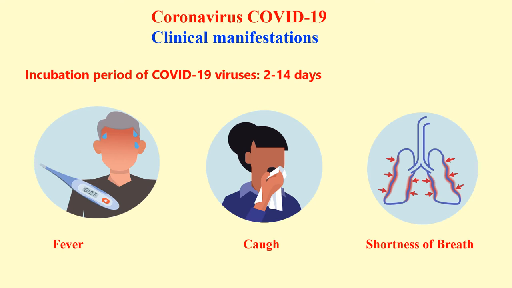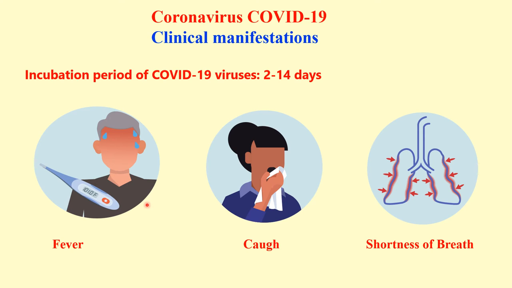Okay, let's look at the clinical manifestations of infection with the coronavirus COVID-19. The incubation period of infection with coronavirus COVID-19 is from 2 to 14 days. Clinical manifestations include fever, cough, and shortness of breath. When I talked about the pathogenesis of coronavirus COVID-19, I explained how these patients, after infection, can have a fever, cough, and shortness of breath.